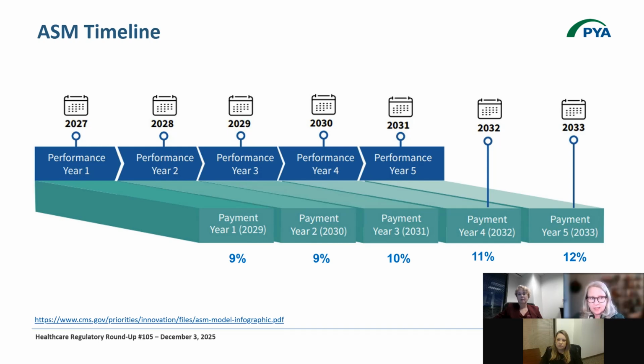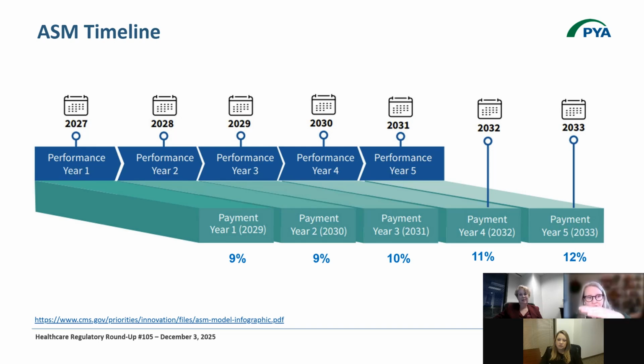The timeline, again, resembles MIPS. We're going to have a performance year. 2 years later, you have the adjustment to payment. So first performance year in 2027. We're going to see the adjustment take effect in 2029, and that's 9% both ways. So you can get a positive adjustment up to 9% or a negative adjustment down to 9%.